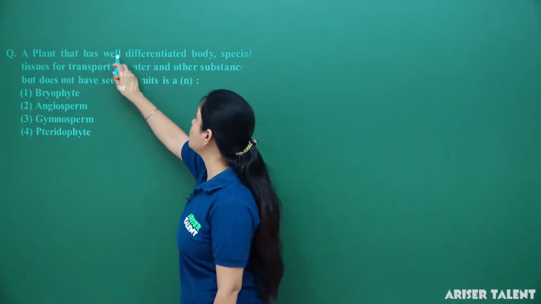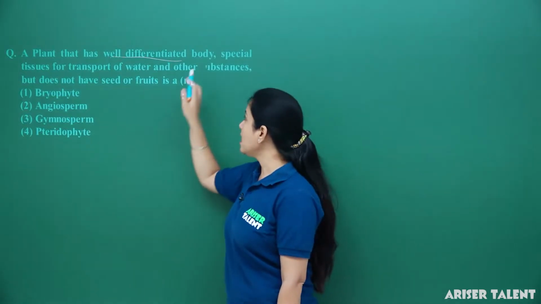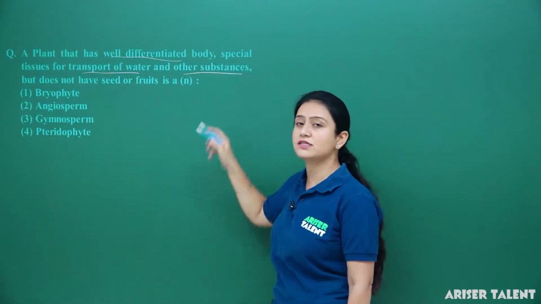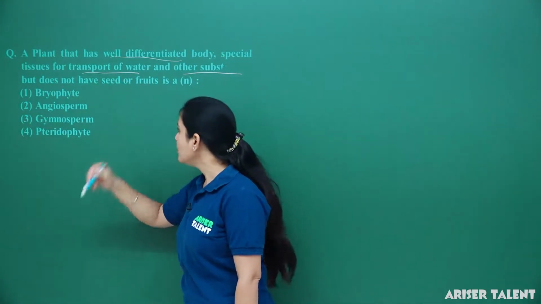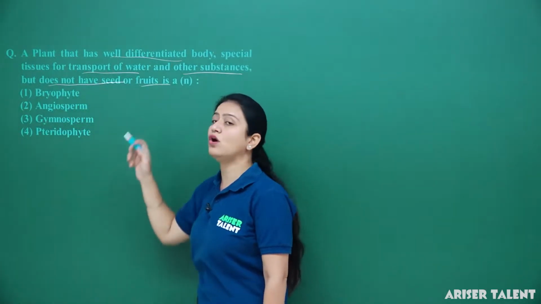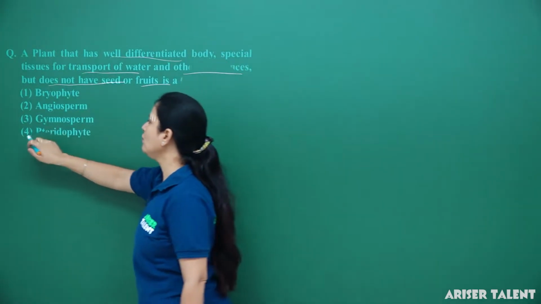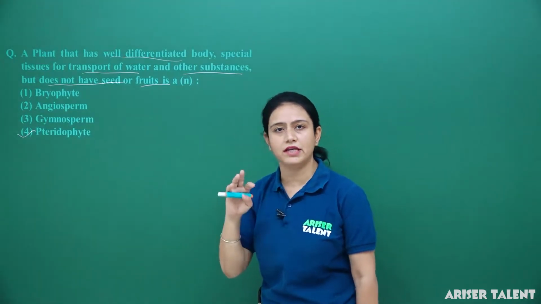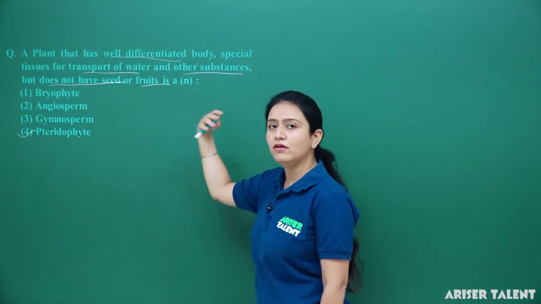Pay attention. Body is well differentiated, means the body is divided into stem, roots and leaves, and it has special tissues for transport of water and other substances. What are they? Then it means we can understand that xylem and phloem are also present. But the next feature is they do not have seeds or fruits. So what kind of plant are they? That is pteridophytes. Okay, so this is a feature of pteridophytes, that they do not have any seeds. And if they do not have seeds, it means they do not have fruits too.